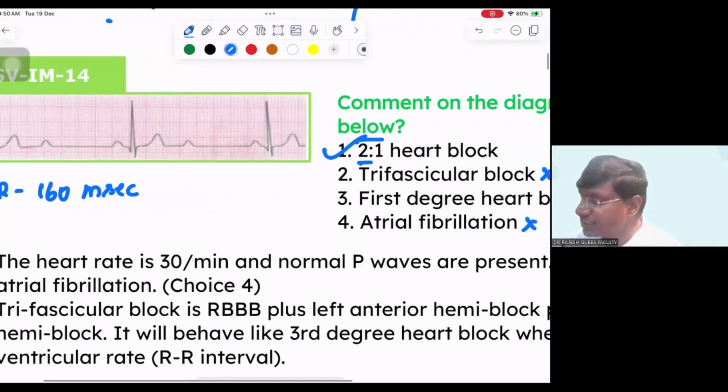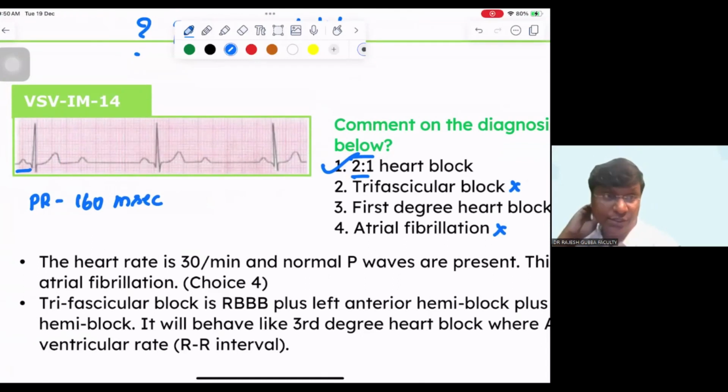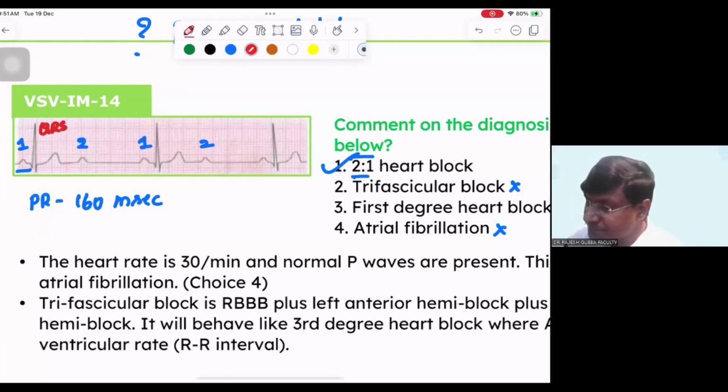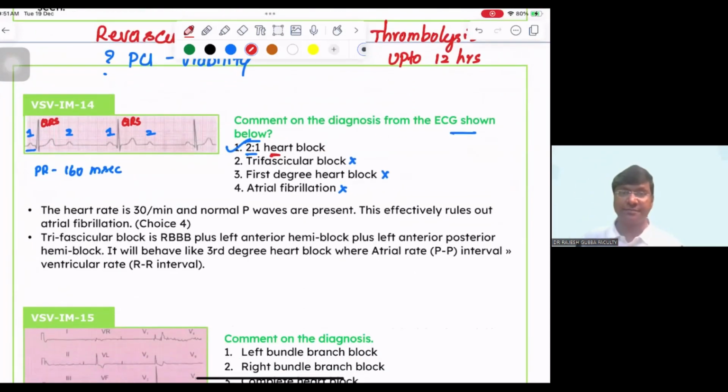So this ECG is suggestive of 2:1 heart block, where you can observe one P wave and a QRS complex, and then the second P wave. So for 2 P waves, you have one QRS complex. So this is nothing but your 2:1 heart block. Okay, I hope everyone has understood this. The answer is 1. It is not first degree heart block, right?